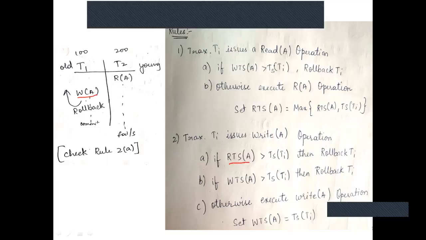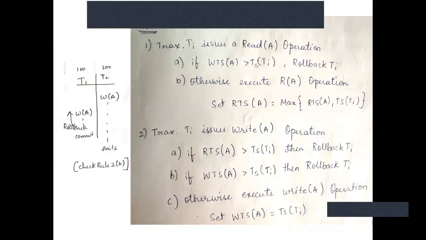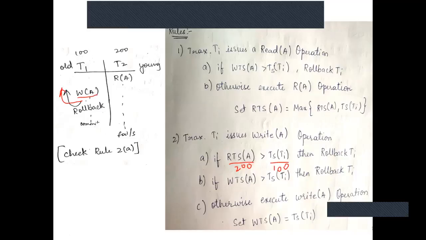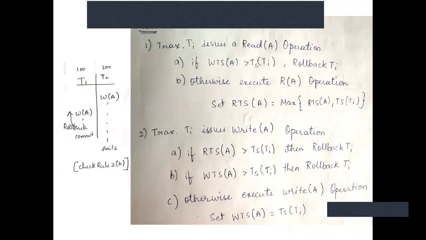So we'll check if RTS of A is greater than TS of Ti. Now what is the RTS of A value? Here you have 200. Is it greater than TS of Ti, that is 100? Yes. So what is the condition? Roll back. This transaction gets rolled back, and this particular transaction T2 also fails.